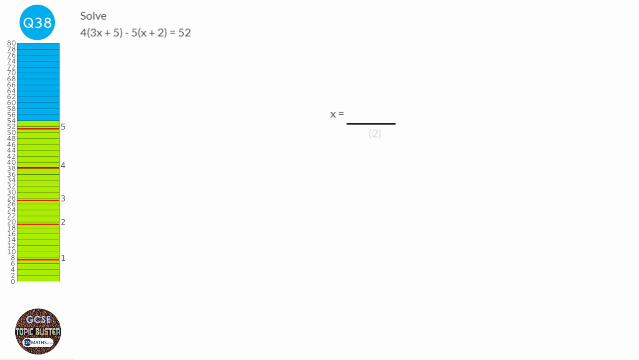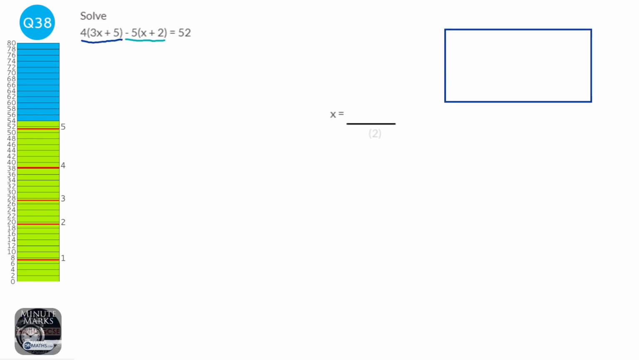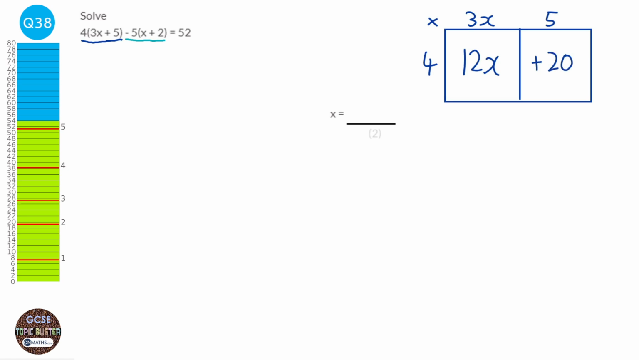Whenever we solve, we've got to get rid of any fractions or brackets first. Now looking at this, there's no fractions, but there are 2 sets of brackets. We've got the set of brackets here, and we've got the set of brackets here. So we're going to expand them to get rid of them, and you can use any method you want. I'm just going to use this kind of grid method. So we're doing 4 times, and inside the brackets we've got 3x plus 5. So I'm going to times those out. 4 times 3 is 12, so that'll be 12x. 4 times 5 is 20, so that's going to be positive 20. And I'm going to do the same for the other set of brackets.